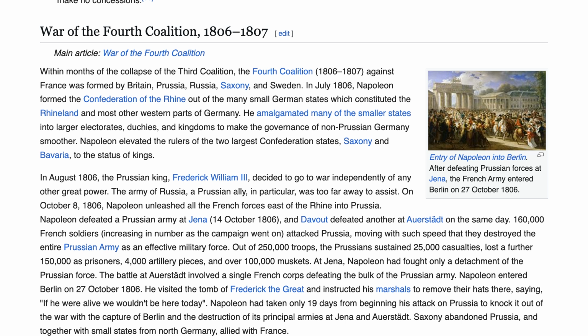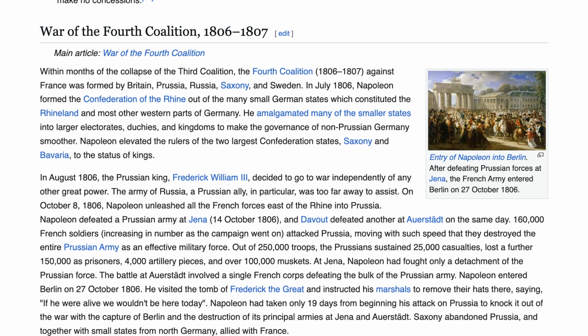The battle at Auerstadt involved a single French corps defeating the bulk of the Prussian army. Napoleon entered Berlin on 27 October 1806. He visited the tomb of Frederick the Great and instructed his marshals to remove their hats there, saying, "If he were alive we wouldn't be here today." Napoleon had taken only 19 days from beginning his attack on Prussia to knock it out of the war with the capture of Berlin and the destruction of its principal armies at Jena and Auerstadt.